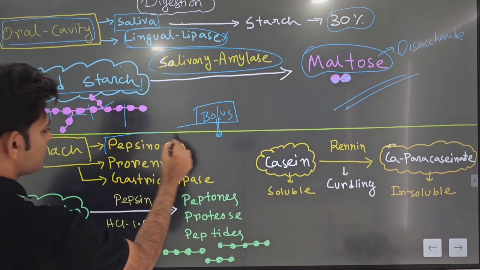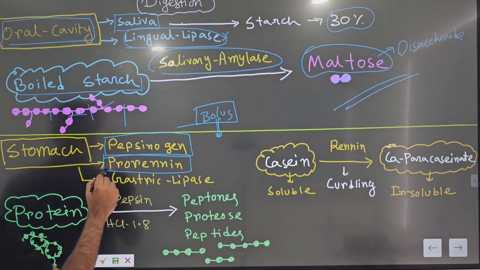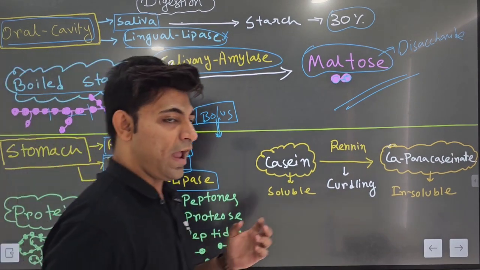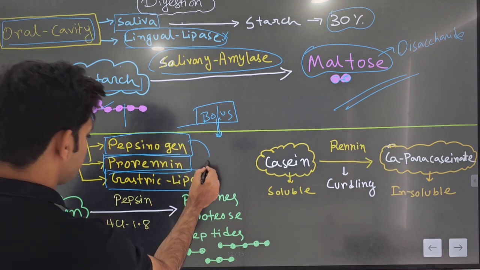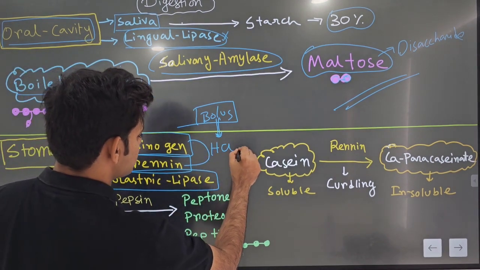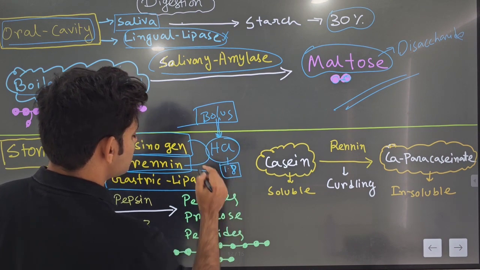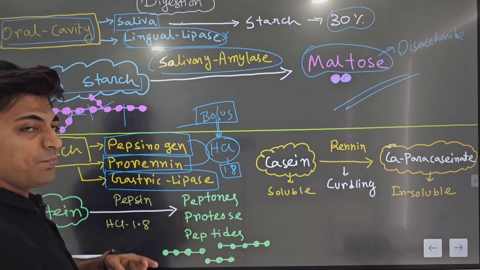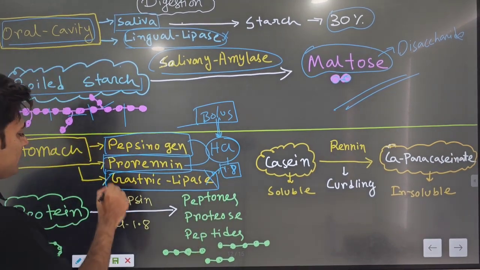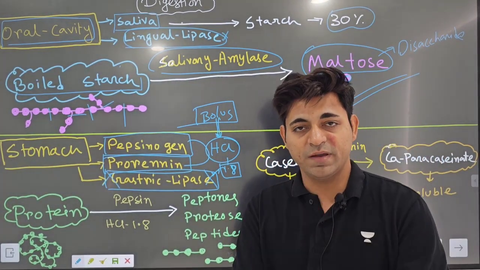The stomach produces pepsinogen, prorenin and gastric lipase. First we need to activate pepsinogen and prorenin. For the activation of these two, HCl is needed, and acidity of 1.8 pH is needed. When HCl is secreted from the parietal cells, the gastric lipase is destroyed. That's why there is no function, or negligible function, of gastric lipase.